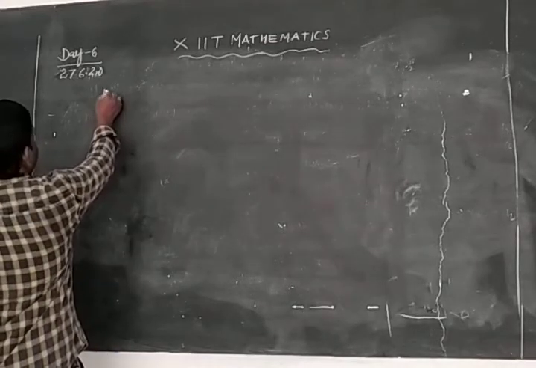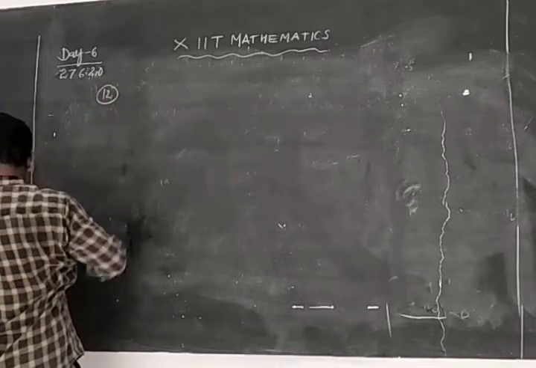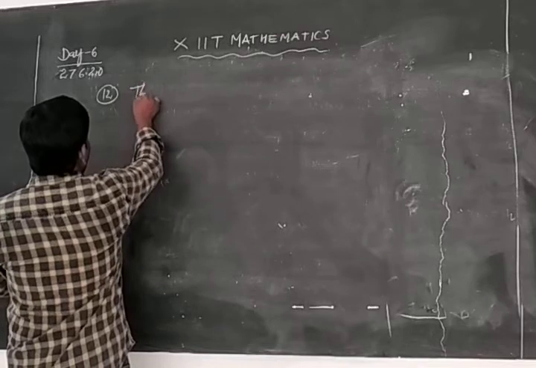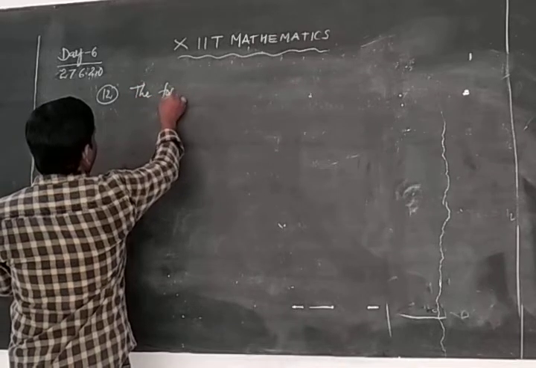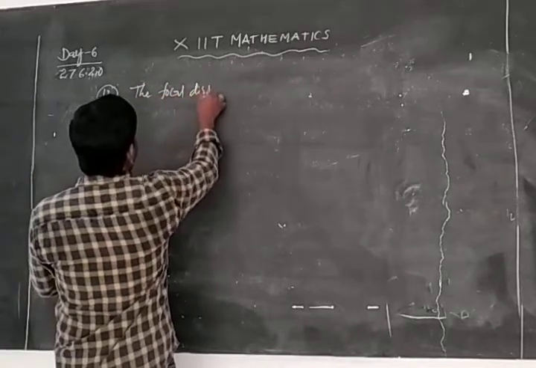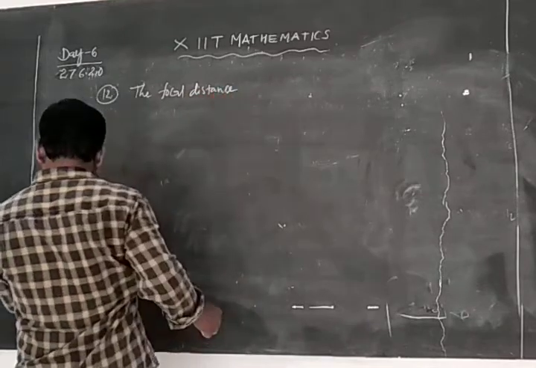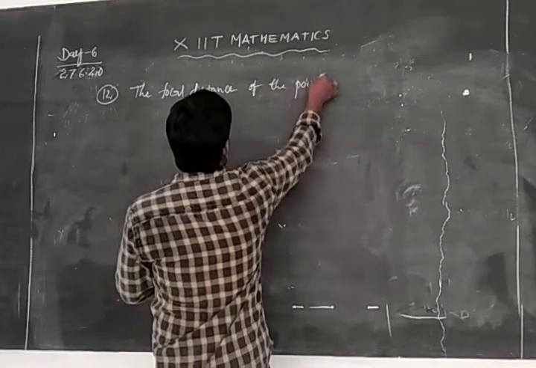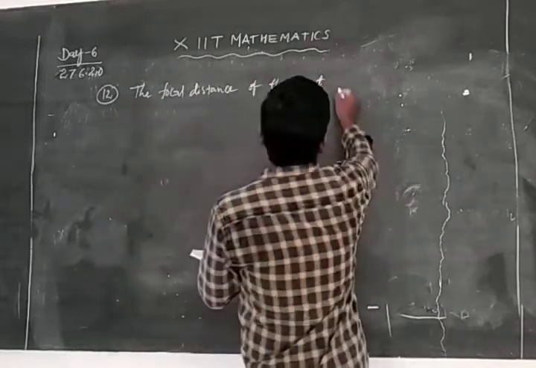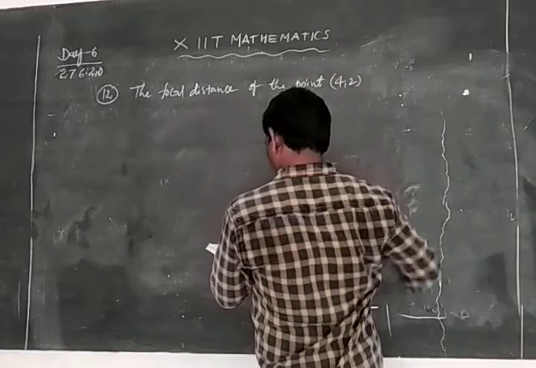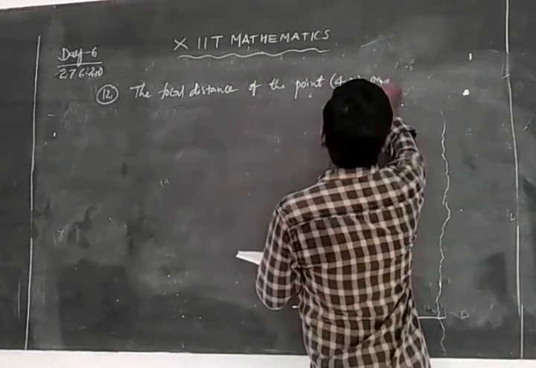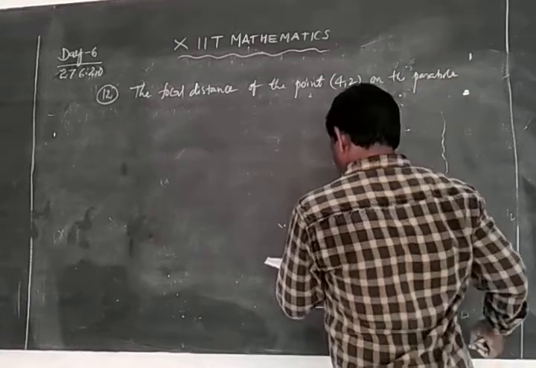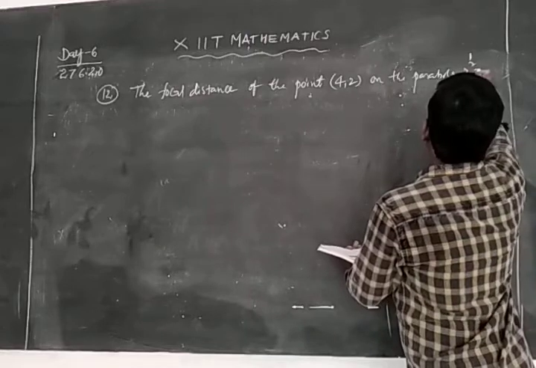Twelfth problem. The focal distance of the point 4, 2 on the parabola x square equal to 8y.